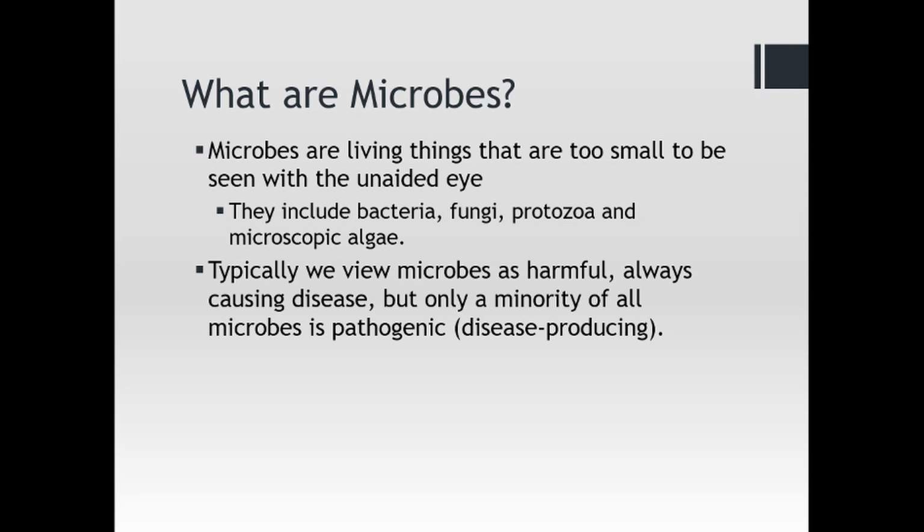Now, typically, we view microbes as harmful, always causing disease. But guess what? Only a minority of them is pathogenic, and pathogenic means disease producing. And it comes from 2 words, the prefix pathos, meaning disease or something that's going to be bad occurring to a living thing, and genic, which means the beginning of. So the beginning of disease or disease causing.